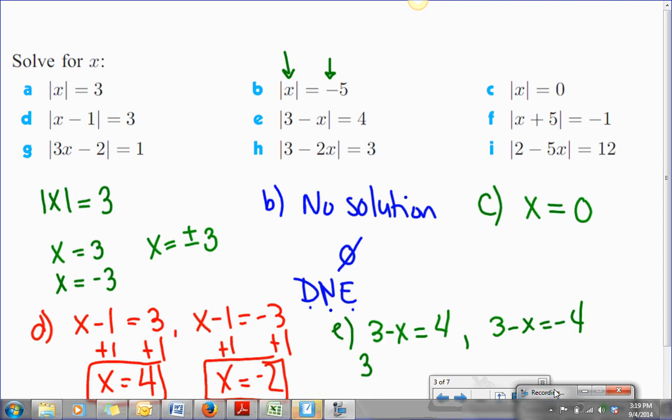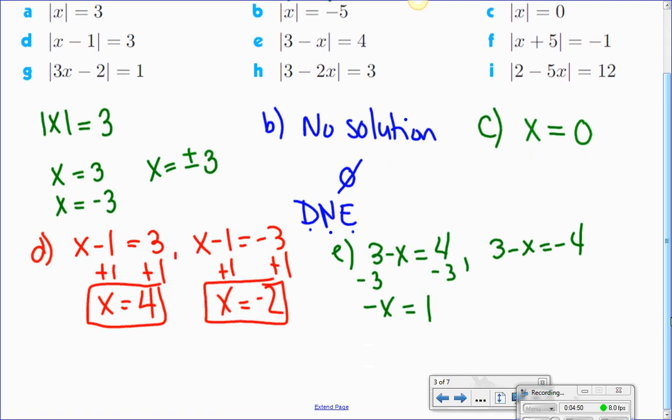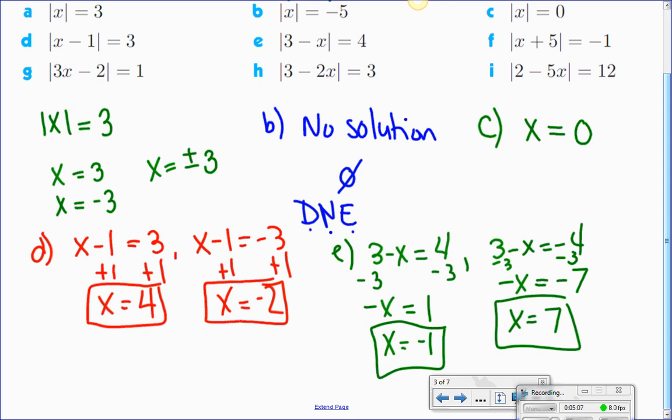So we can subtract 3, and we get negative x is 1, so x equals negative 1, or we can subtract through here, so negative x equals negative 7. Negative 4 minus 3 is going to give us negative 7, and so x equals a positive 7. And we can check our answers too, right? You can plug negative 1 in for x here. So if we do 3 minus a negative 1, so minus minus turns into plus plus, 3 minus a negative 1, or 3 plus 1, of course, is equal to 4.